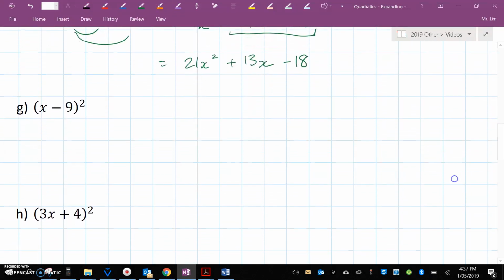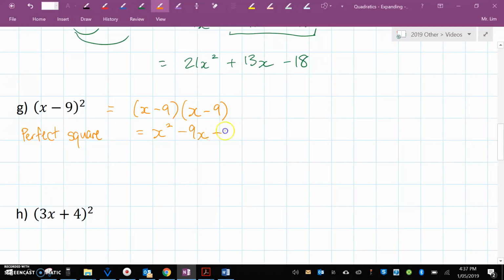Question G is a perfect square. This is a perfect square because we have x minus 9 all squared, which means x minus 9 times itself, x minus 9. Again, you can use the FOIL method. This equals x squared minus 9x minus 9x plus 81. Collect our like terms. X squared minus 18x plus 81.